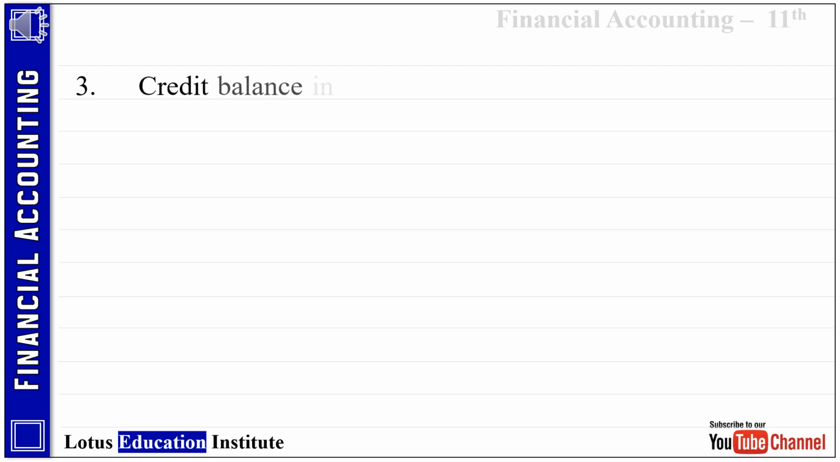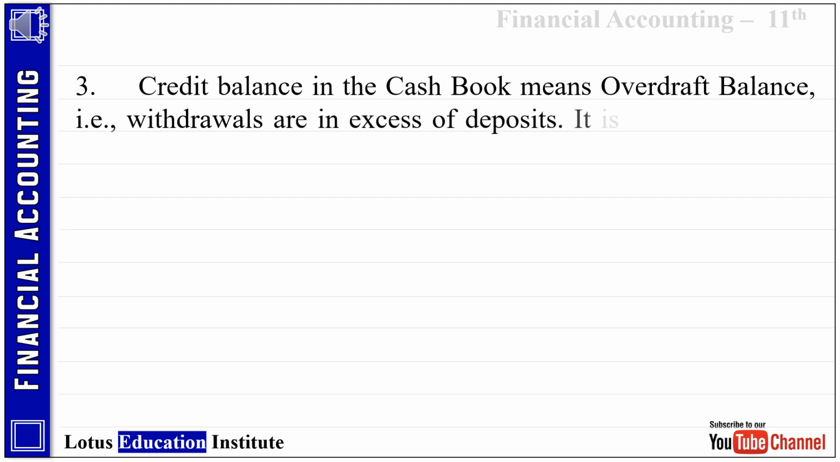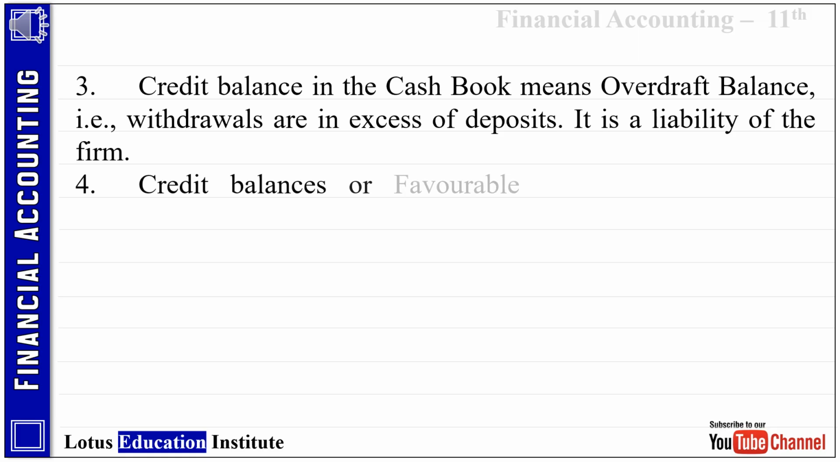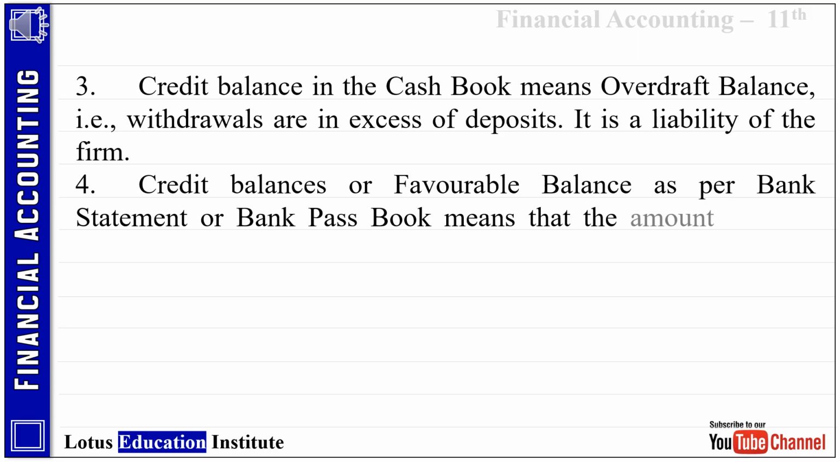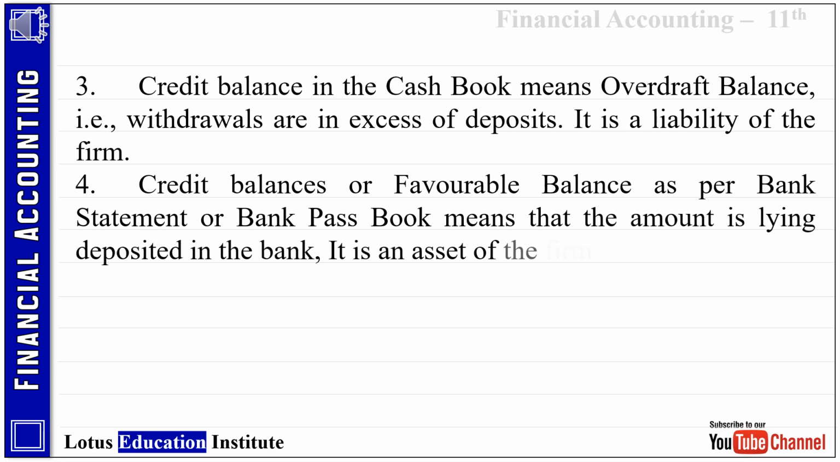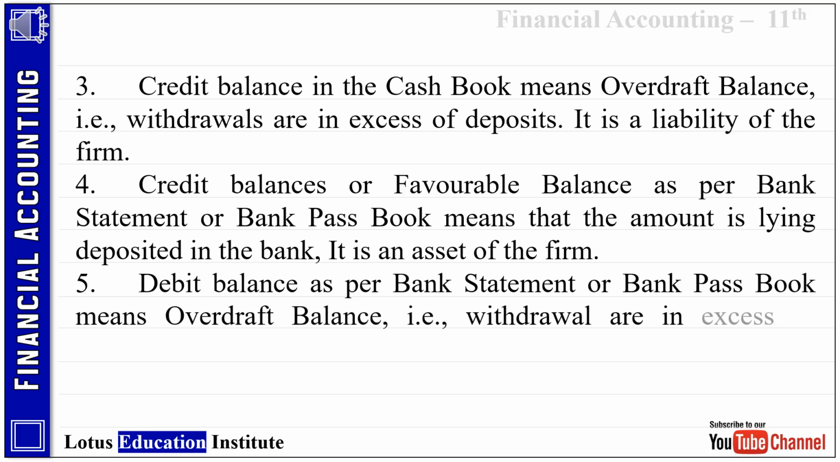3. Credit balance in the cash book means overdraft balance, i.e., withdrawals are in excess of deposits. It is a liability of the firm. 4. Credit balance or favorable balance as per bank statement or bank passbook means that the amount is lying deposited in the bank. It is an asset of the firm. 5. Debit balance as per bank statement or bank passbook means overdraft balance, i.e., withdrawals are in excess of deposits. It is a liability of the firm.